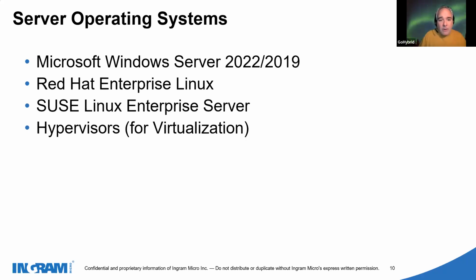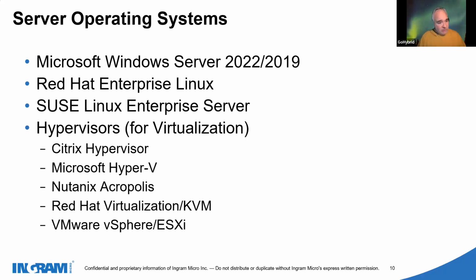So hypervisors, the common ones: Citrix has a hypervisor, just called Citrix Hypervisor. It used to be called Xen. Yes, XenServer was Citrix's old name for their product. Microsoft has one called Hyper-V. Nutanix has one called Acropolis. Red Hat uses an industry standard open source tool called KVM, kernel-based virtual machines, for their virtualization. And then the standard, the long-running one when it comes to hypervisors, is VMware, who has a product called vSphere or ESX or ESXi.